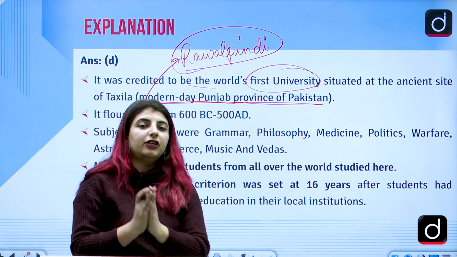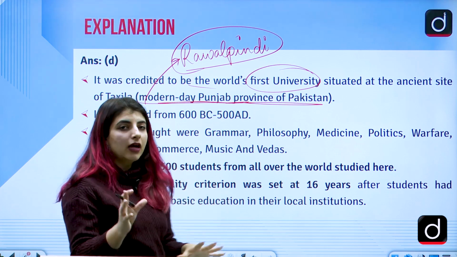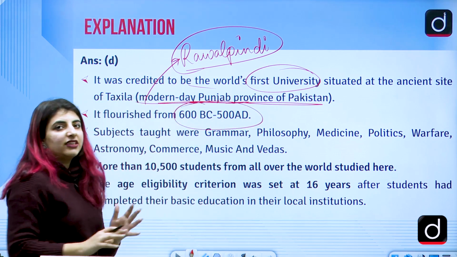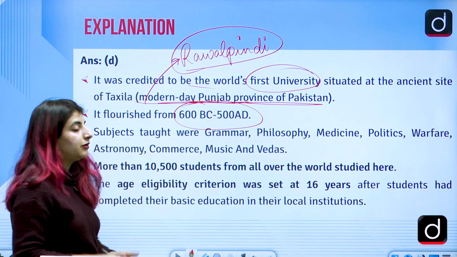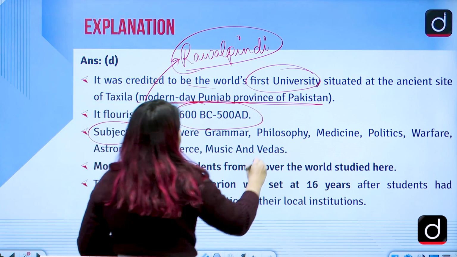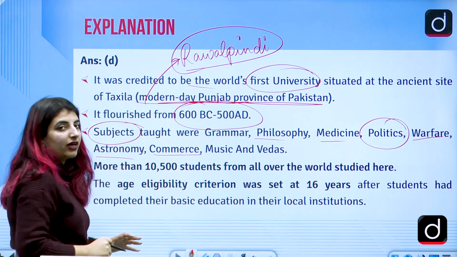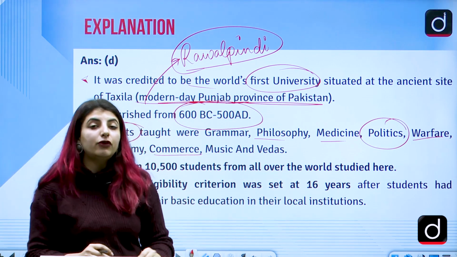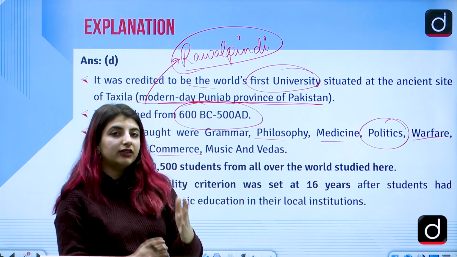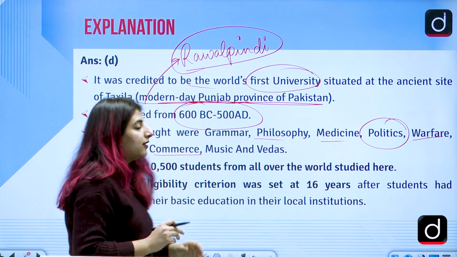But now, because of the division and the partition, Taxila University has been moved to Pakistan. It flourished from 600 BC to 500 AD. This is just the timing of how long it flourished. What were the subjects being taught? Grammar, philosophy, medicine, politics, warfare, astronomy, commerce, etc., and Vedas even. Even Buddhism was taught in Taxila University. So these are the minor list of subjects which were being taught in the university from those times.